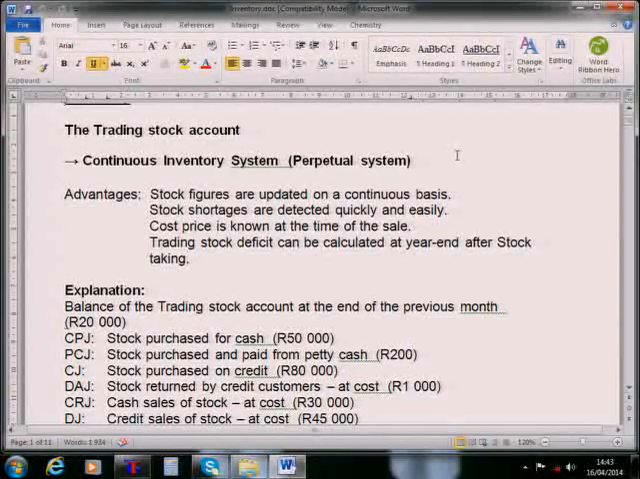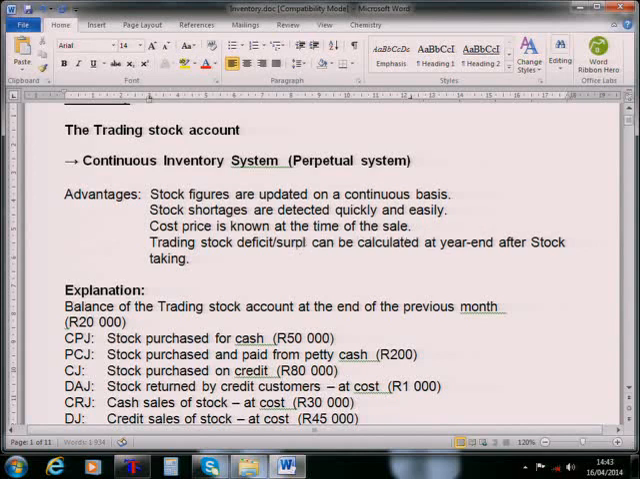If you just concentrate, practice every activity that you must practice and make sure that you understand, then this is really not difficult. I'm going to start with the perpetual system, or the continuous inventory system, like you know it. The advantages of this one are that the stock figures are updated on a continuous basis. Stock shortages are detected quickly and easily. Cost price is known at the time of the sale, and trading stock deficit or surplus can be calculated at year end after stock taking.